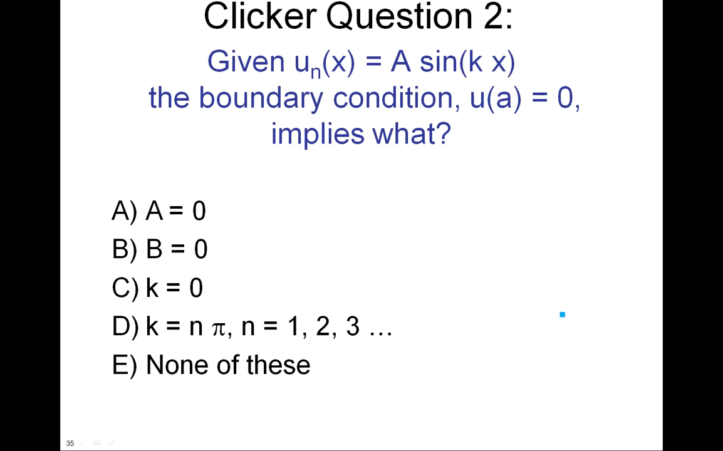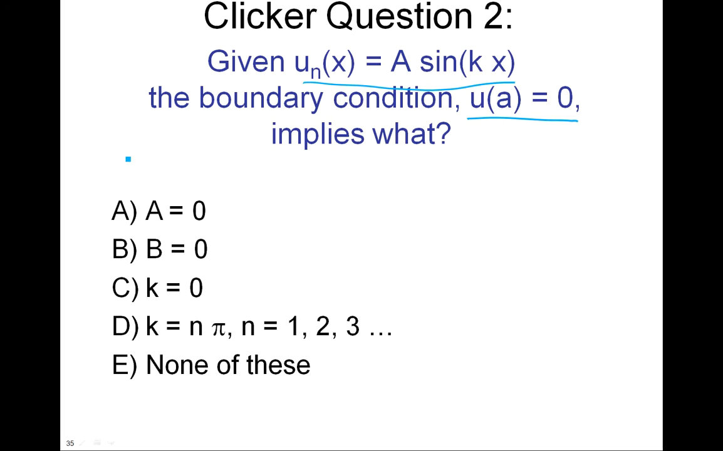And so now, given that our new wave function is like this, we've gotten rid of the one that had cosines in it. The other boundary condition is that at position a, our wave function should be 0. So what condition does this imply? Think about this and we'll talk about it.